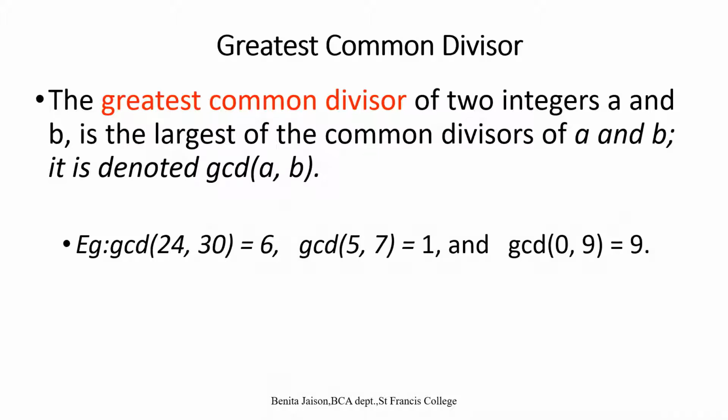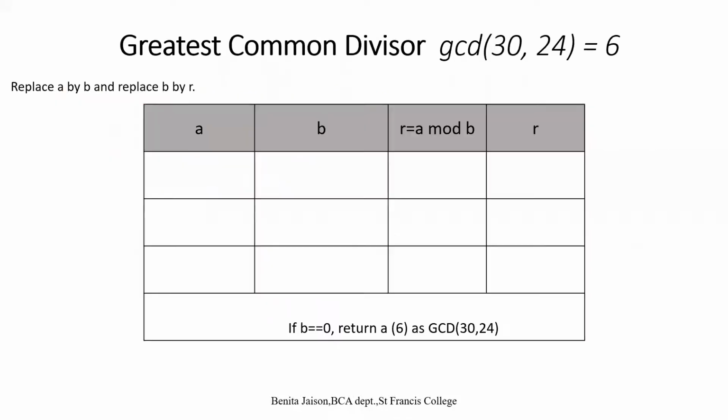So in this example, I gave only small numbers. If you are given some 3-digit number or 4-digit number, that is how the algorithm works out. So we will see first how it is done manually, and then how we will be converting it into a program.